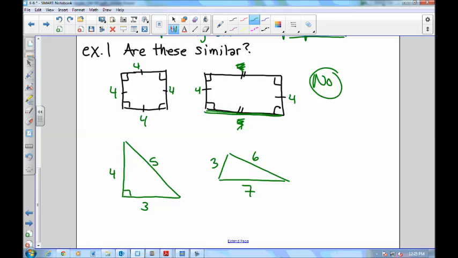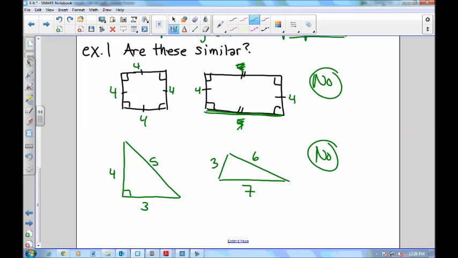The key is, are they the same type of shape? I see they're both triangles, but are they the same type of triangle? No. So our answer is no. They have to be the same type of triangle. This one's a right triangle on the left. The one on the right is a scalene triangle. That's an acute triangle.